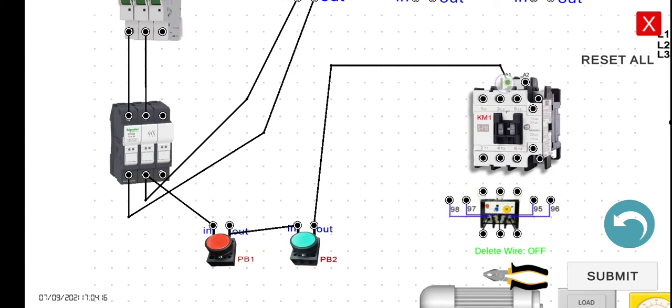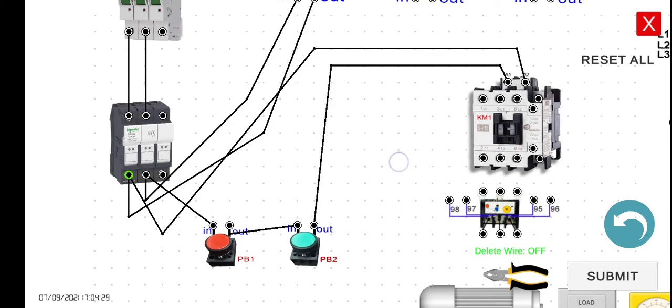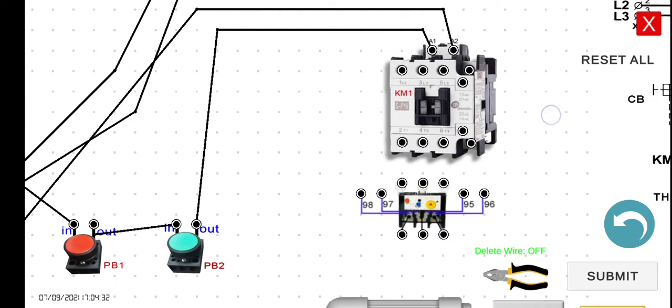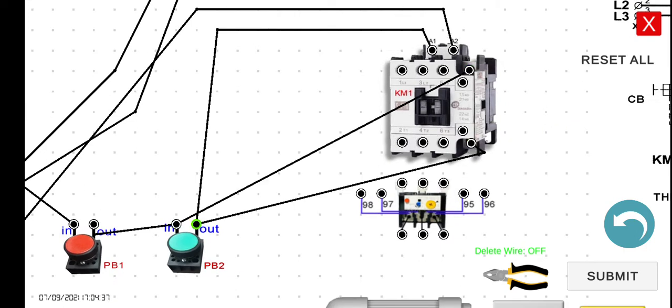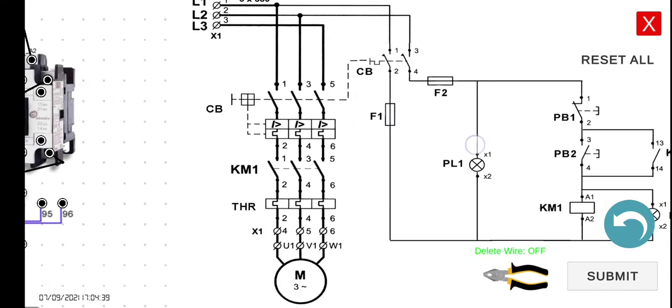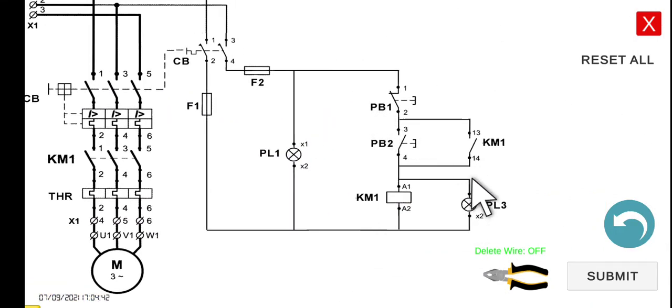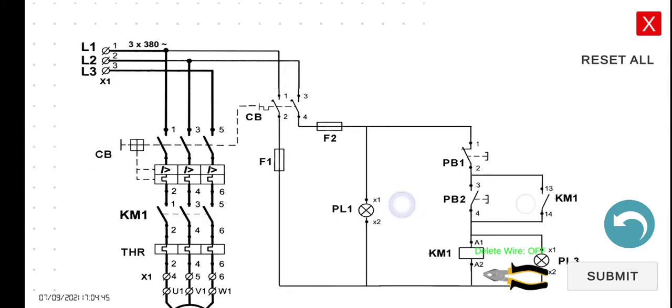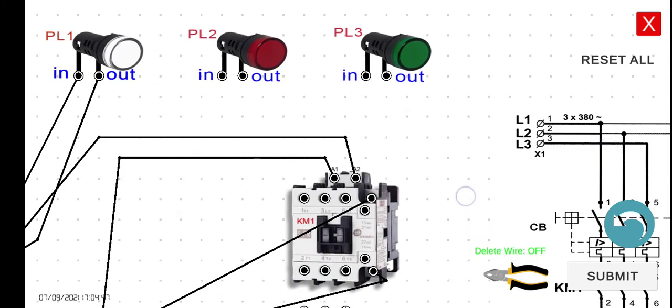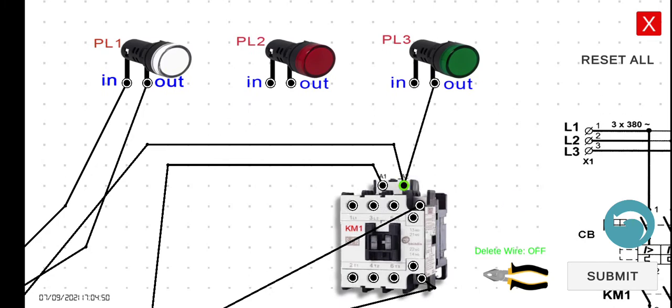Then the output of our A2 can be connected going back to our fuse one. And then the 13 and 14, the 13 will serve as our holding contact. This PL3 will be connected in parallel with our KM1 as our running lamp. So the out is for the A2, the in for the A1. As simple as that.